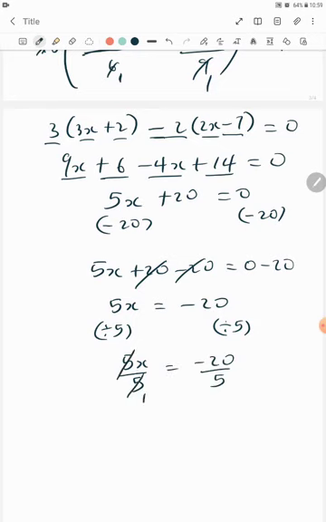5 here will be 1, 1. So I have x equals minus 20 divided by 5. That's 5 here. That will be 4. That will be minus 4. So our answer here will be minus 4.